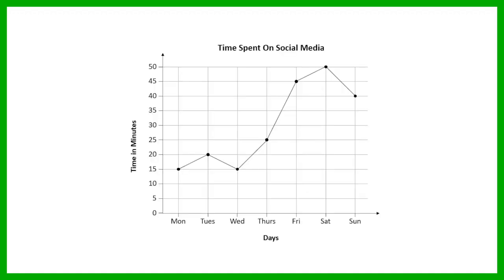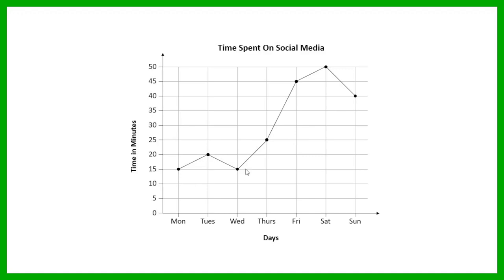The graph is made up of points which represent the different data values, and these points are joined by straight lines. Broken line graphs can be used to see trends and patterns, providing a means for making predictions. So let's have a look at the rules that we need to follow while we are drawing broken line graphs. So here's an example of a broken line graph.